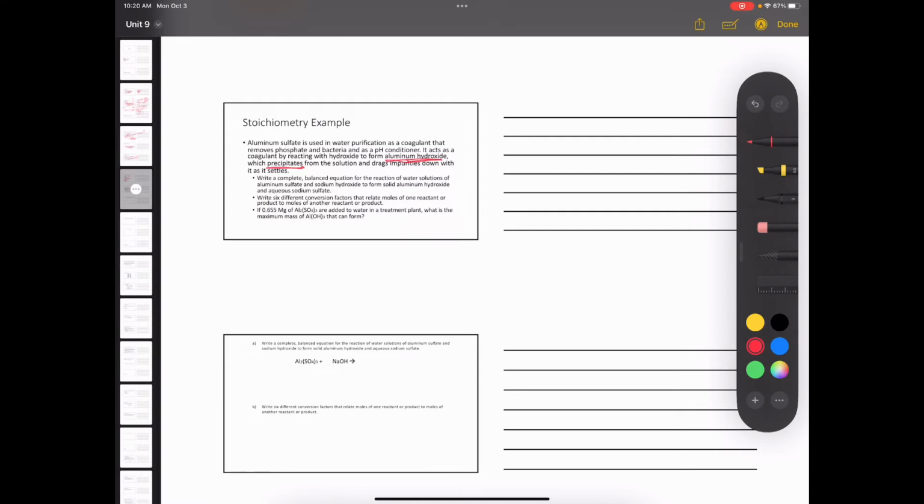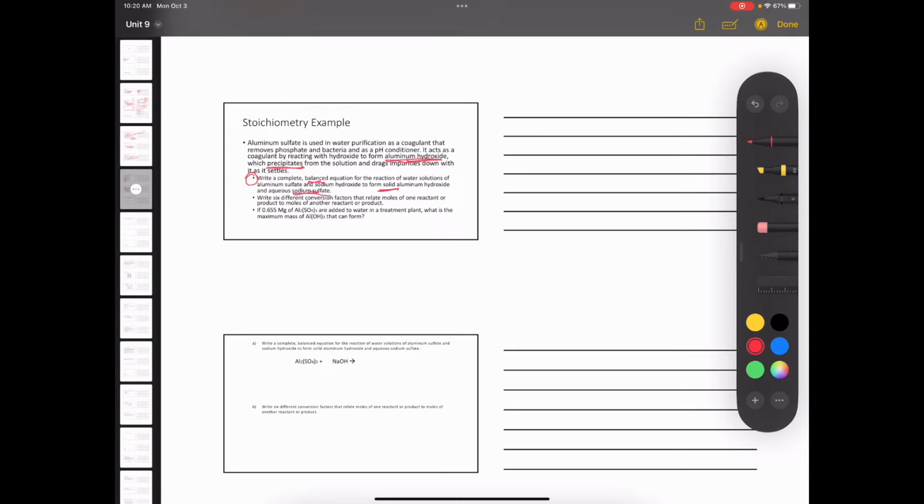So what we need to do first, in order to be able to use the stoichiometric relationship, is make sure that the equation is balanced. So we need to complete and balance the chemical equation of the reaction of aluminum sulfate and sodium hydroxide to form solid aluminum hydroxide and aqueous sodium sulfate.